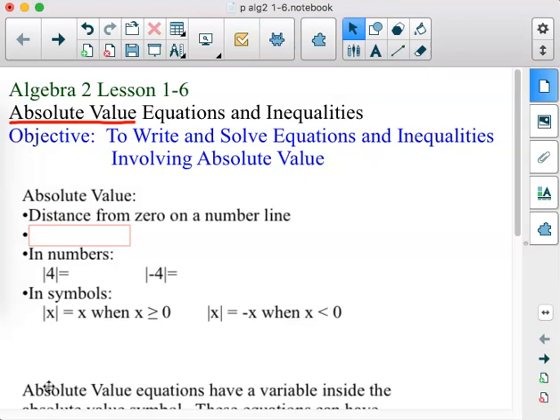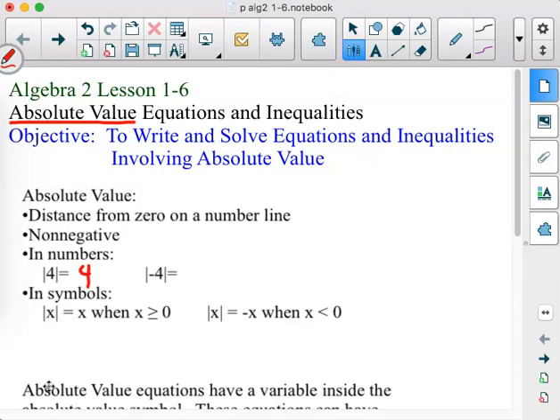So absolute value is the distance from 0 on a number line. We say it's non-negative. We can't say it's positive because 0 is not positive. 0 is neutral. So it's non-negative. So in numbers, 4 is how many units away from 0, everybody? 4. How about negative 4? 4. It's 4 units away from 0.